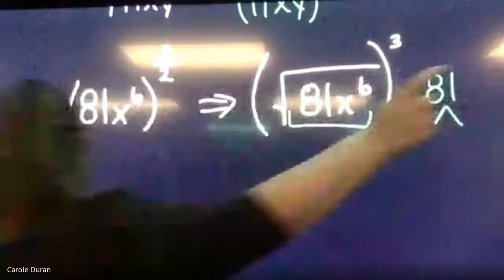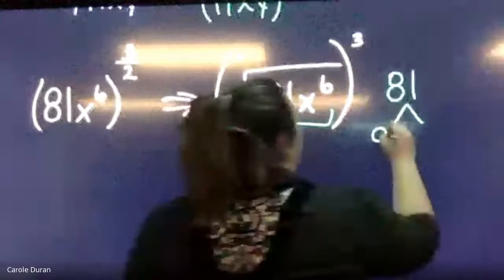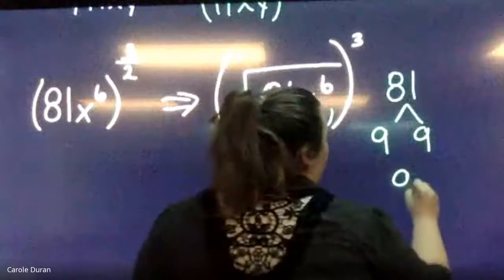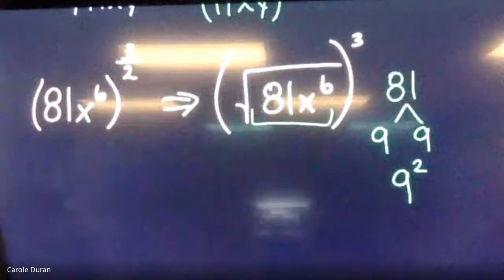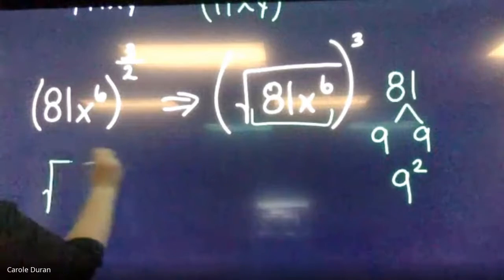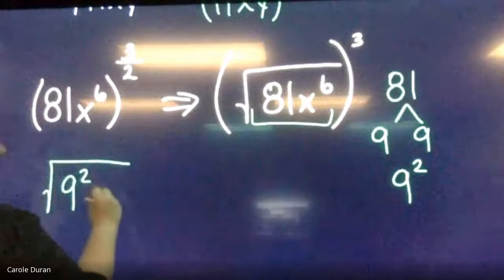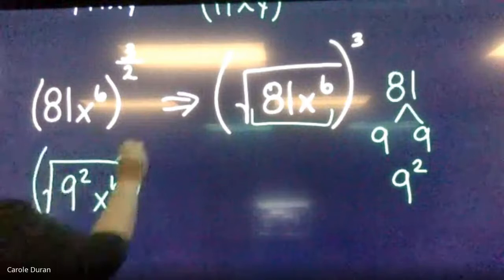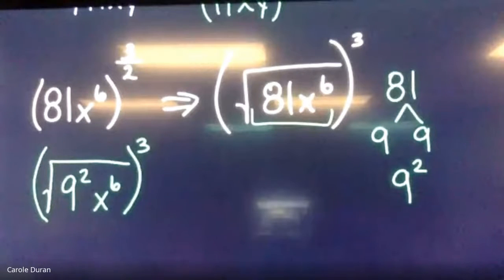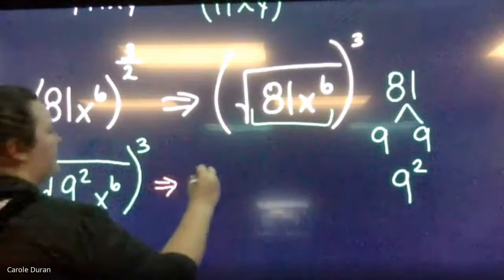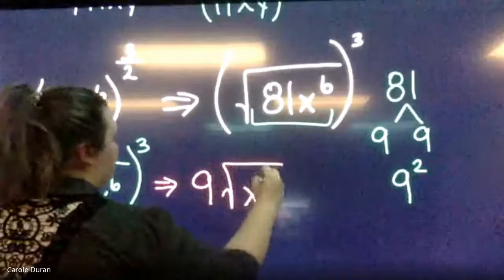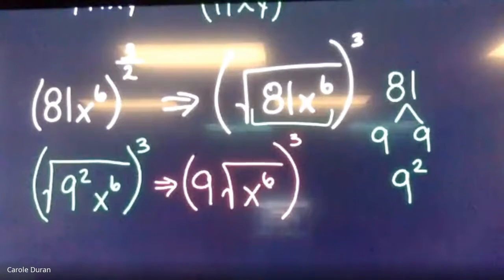9 and 9. So 81 is the same as 9 squared, right? So I can rewrite this as the square root of 9 squared, x to the 6th, all to the 3rd power. Which means I can take that 9 squared, and my square is going to cancel, and the 9 is going to move outside. So this becomes 9 times the square root of x to the 6th, all to the 3rd power still. So all I did was simplify the 81 by taking the square root of it.